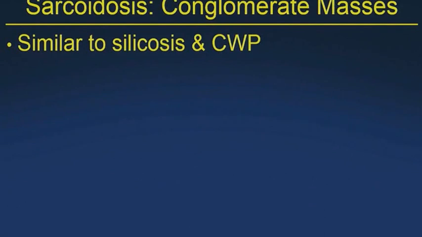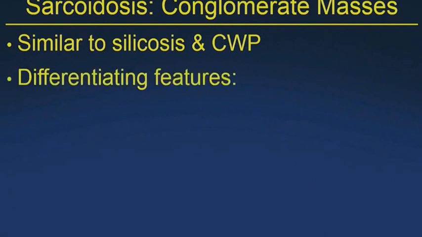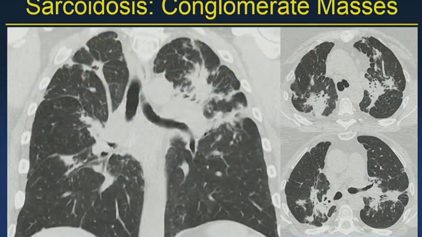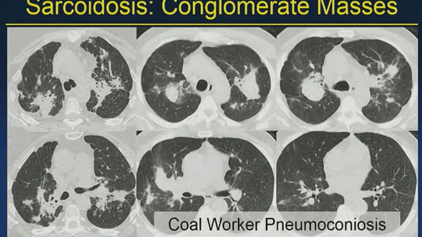Now, patients with fibrotic sarcoidosis may develop conglomerate masses, which are very similar to those seen in patients with silicosis and coal workers' pneumoconiosis. Some important differentiating features can be helpful on occasion. The conglomerate masses in patients with sarcoid are more distinctly perihilar in distribution than those of pneumoconiosis, and you may see air bronchogram signs within them. So here's a patient with fibrotic sarcoid. Upper lobes are affected more than the lower lobes, coalescing into these large areas of mass-like opacity. Notice that they are perihilar in distribution, and notice the air bronchogram signs, which are typical.